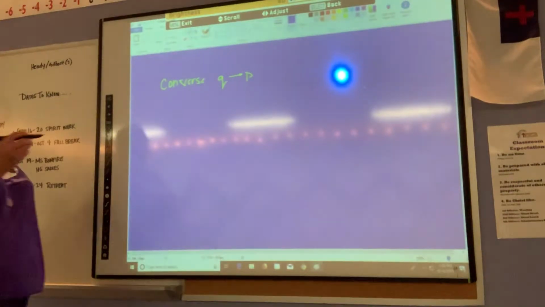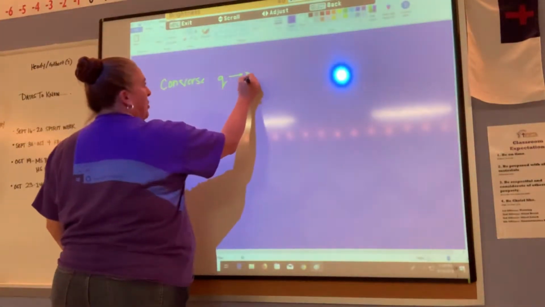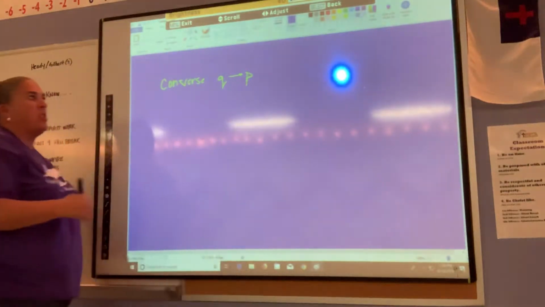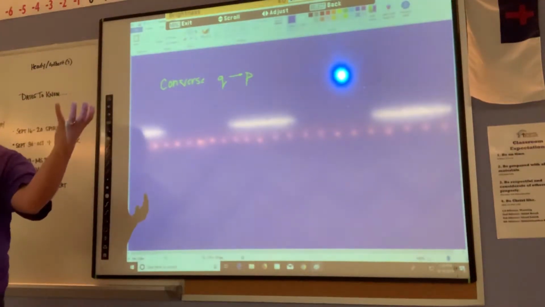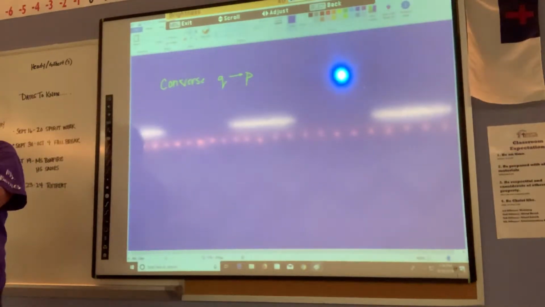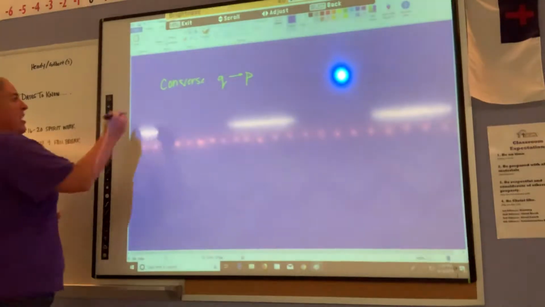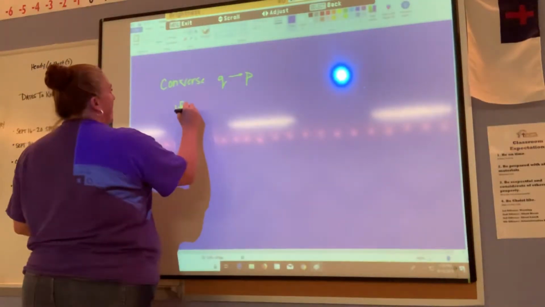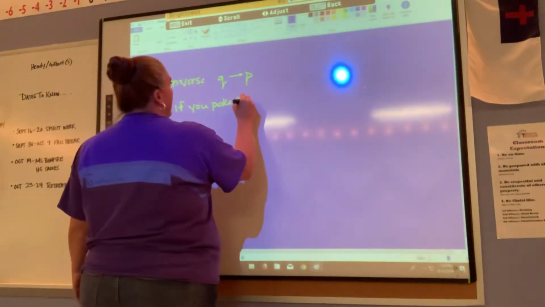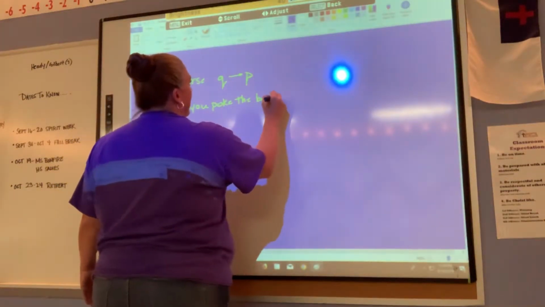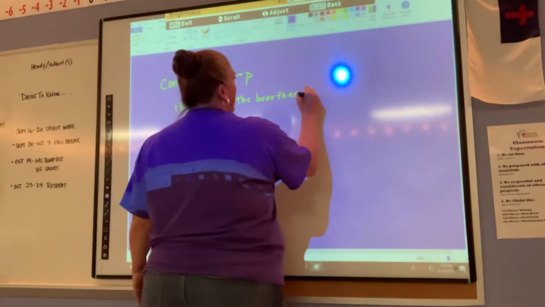So, if you have a P then Q, the converse is we're going to switch the Q and the P. That's all we're doing is we're swapping it. So whatever the hypothesis is, we're going to turn that into the conclusion. We're going to take the conclusion and turn it into the hypothesis. Yes. So let's use my silly one. If you poke the bear, then you die.